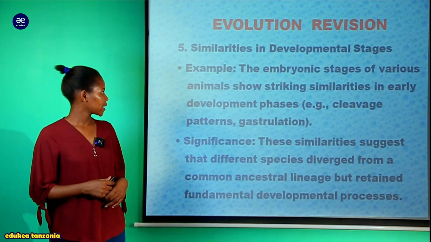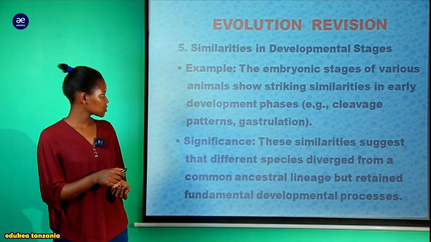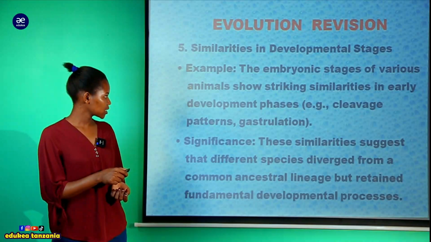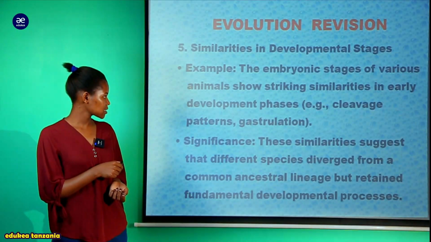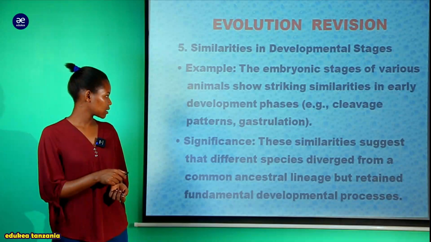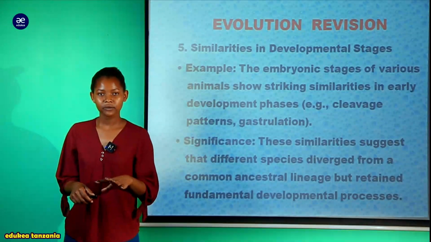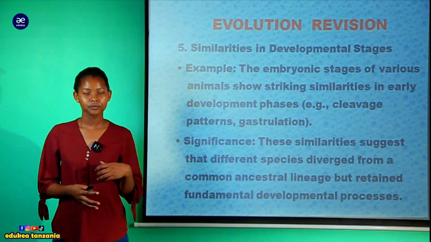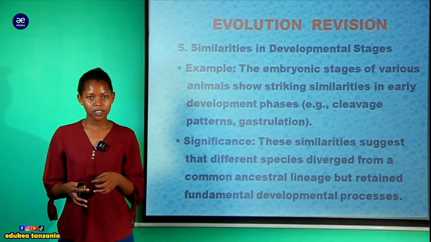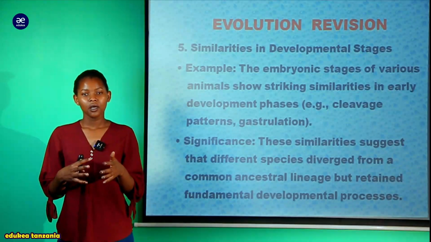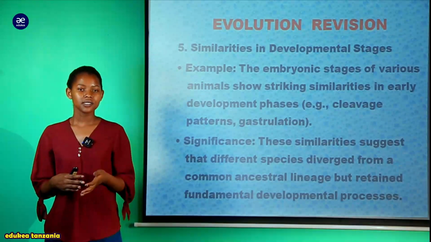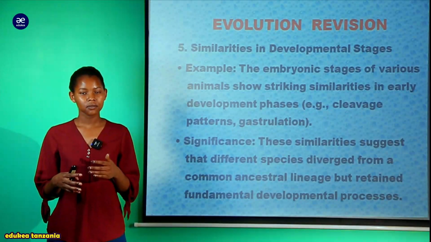Again, tunaenda kuangalia similarities in developmental stage. Example, the embryonic stages of various animals show striking similarities in early development phases. Example, cleavage patterns and gastrulation. Tunaposema developmental stage, it means kwamba stages ambazo zinatokea kipindi cha embryo zinafanana kwa most of species. For instance, the patterns of cleavage, gastrulation, neurulation, and so forth. This indicates that they are from the same ancestor and they share the same embryonic origin.